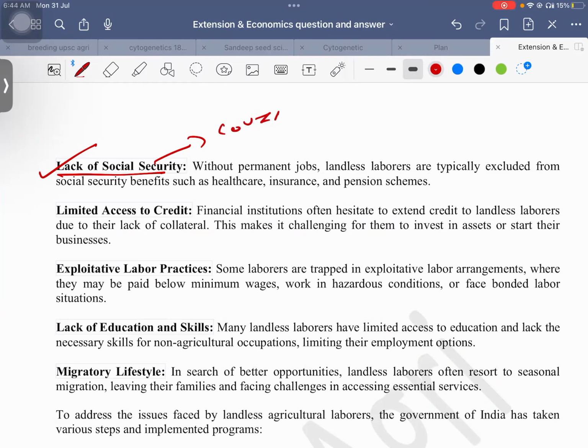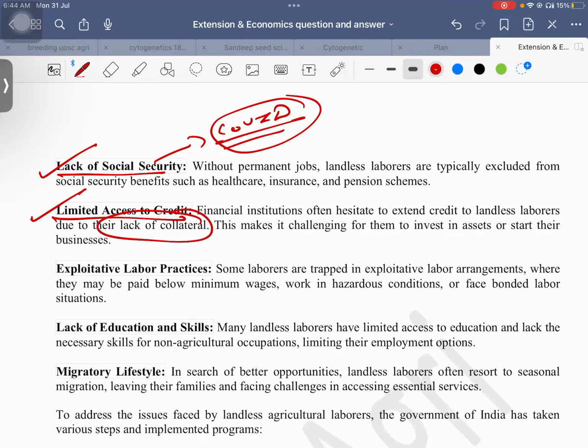Like in COVID times, they are the first to be affected because there is no work. They are like daily wages. Limited access to credit without any collateral. Nobody will give credit. Exploitation of labor practices: we don't have any labor laws for them. It can lead to something like slavery because they are forced to work as bonded laborers.